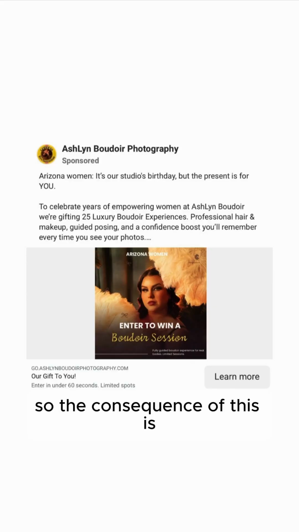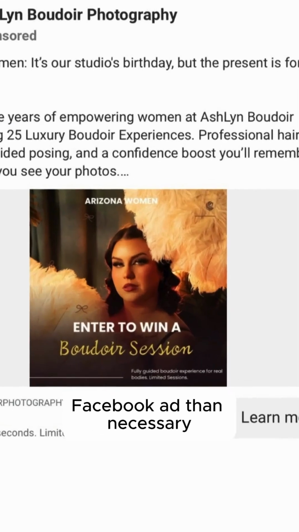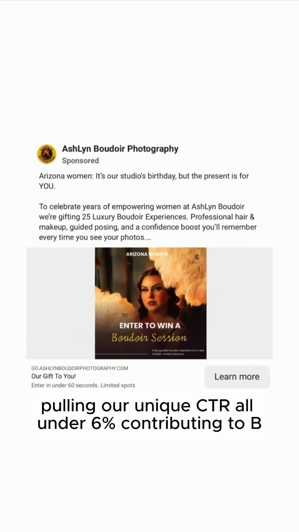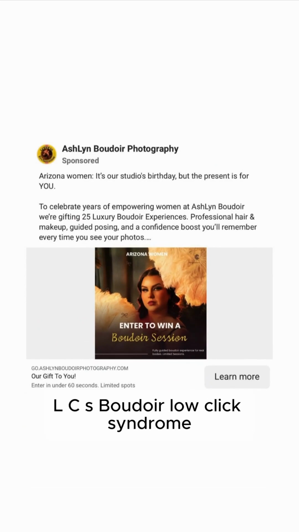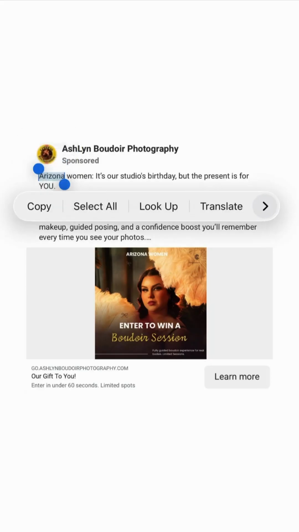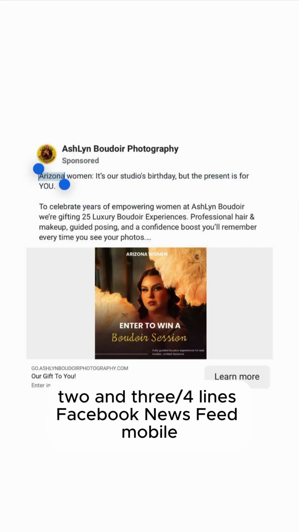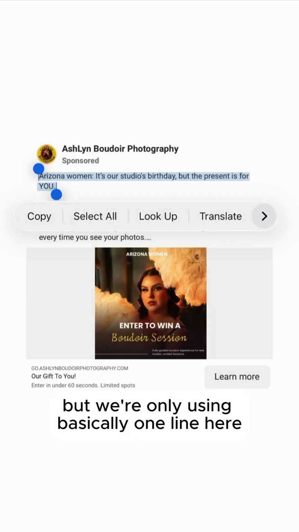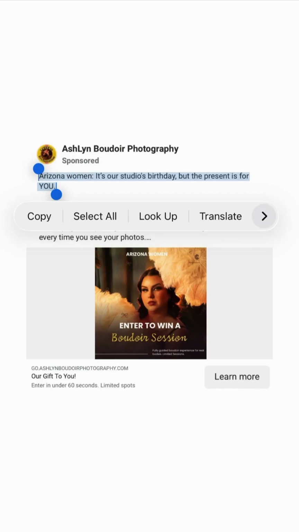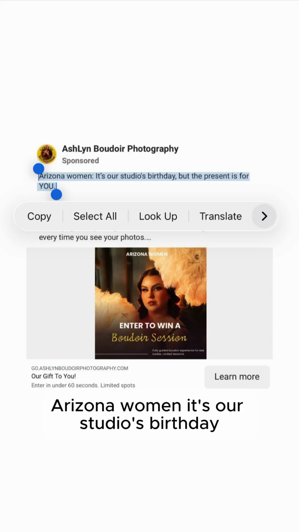So the consequence of this is way more women scrolling by our Boudoir Facebook ad than necessary, pulling our unique CTR all under 6%, contributing to BLCS, Boudoir low click syndrome. Finally, we're going to look at the See More headline. The first 2 3/4 lines show in the Facebook newsfeed on mobile, but we're only using basically one line here: Arizona women, it's our studio's birthday, but the present is for you.